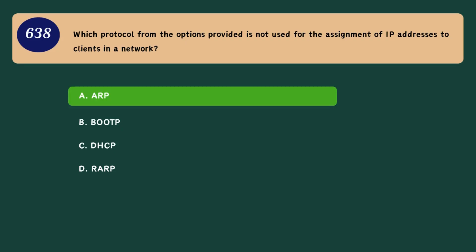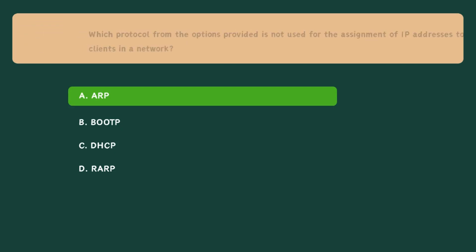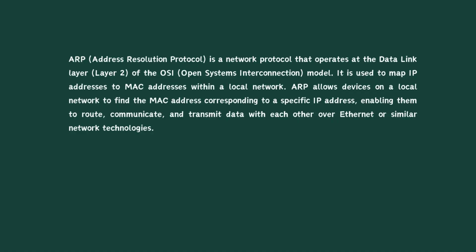Correct answer. A. ARP. ARP, Address Resolution Protocol, is a network protocol that operates at the data link layer, Layer 2, of the OSI, Open Systems Interconnection Model. It is used to map IP addresses to MAC addresses within a local network. ARP allows devices on a local network to find the MAC address corresponding to a specific IP address, enabling them to route, communicate, and transmit data with each other over Ethernet or similar network technologies.